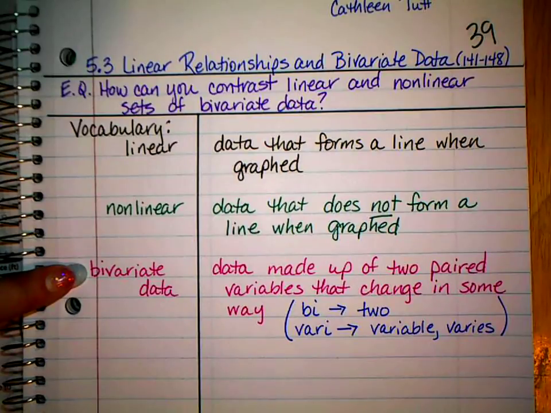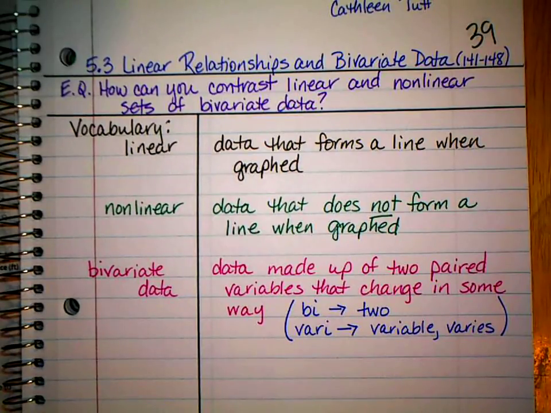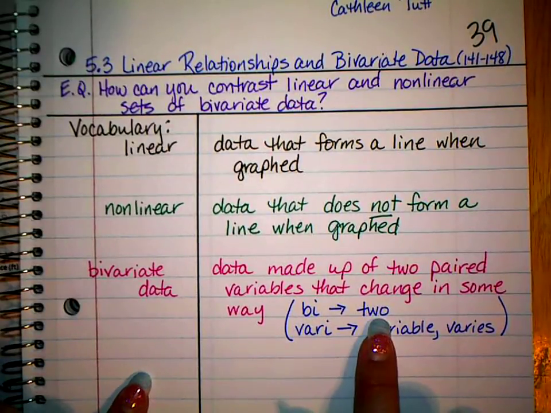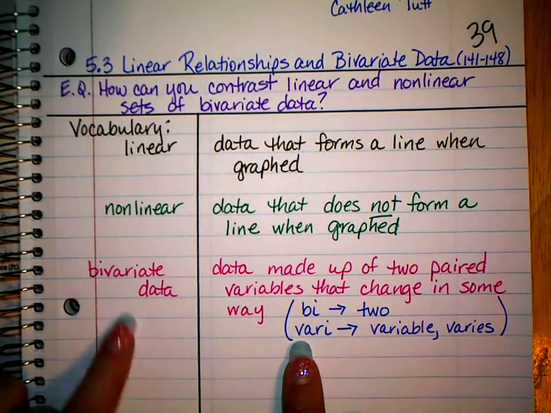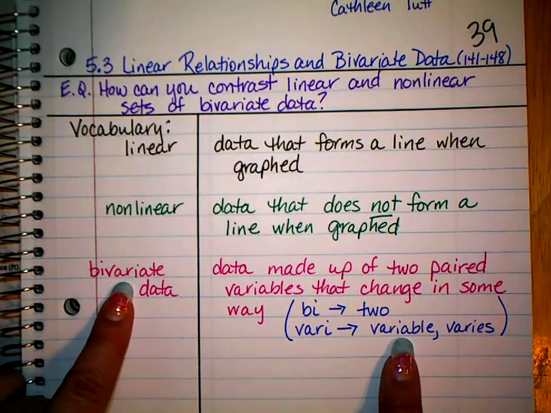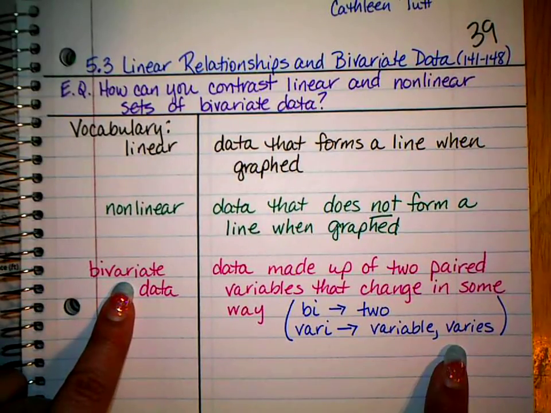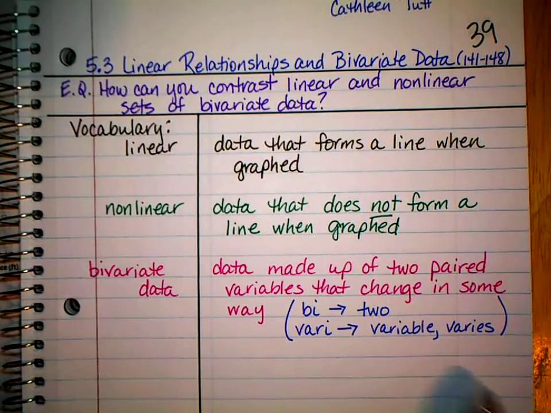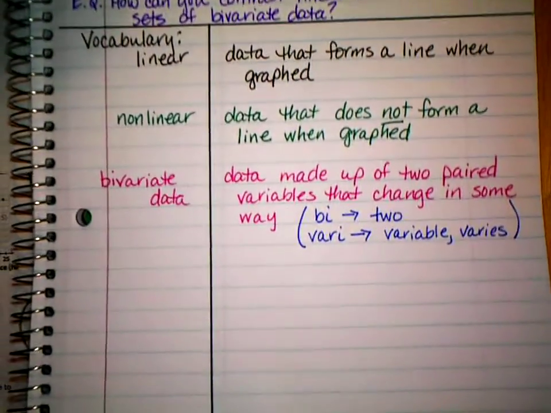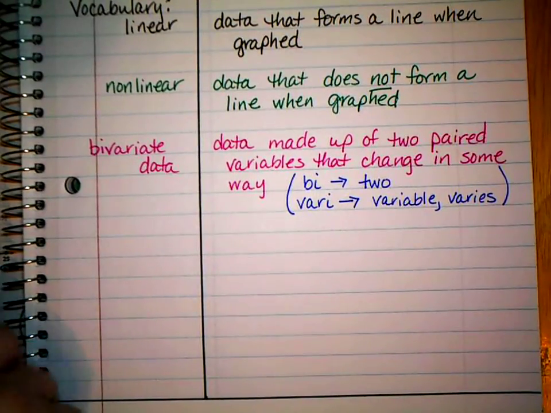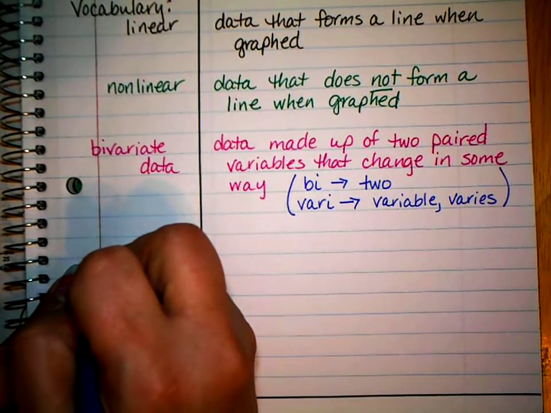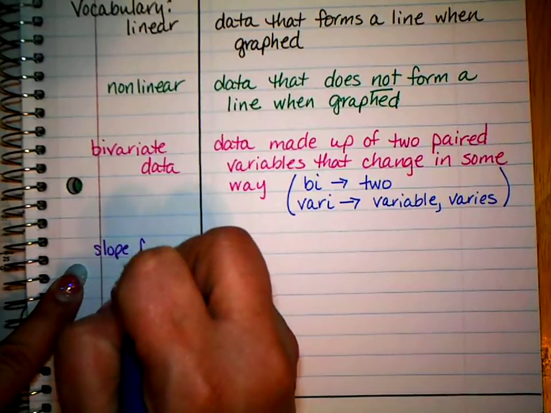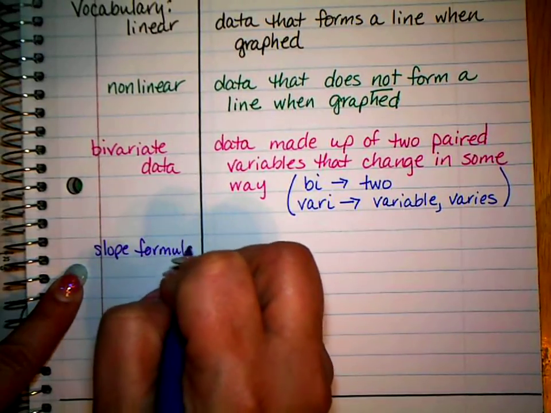It's not new. We're talking about data that is made up of two paired variables that change in some way. And we come up with that: bi is the prefix that means two. Vary refers to the variable or to the fact that it varies or changes. Now we also need to get in here a slope formula. And we've already talked about this one.